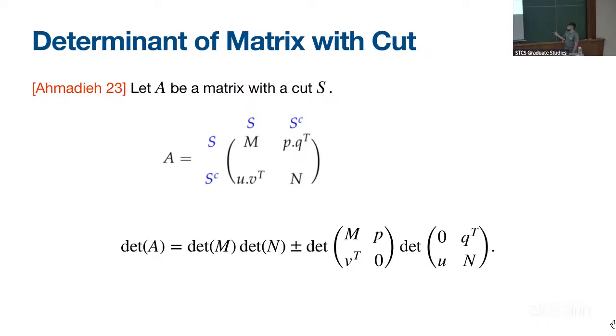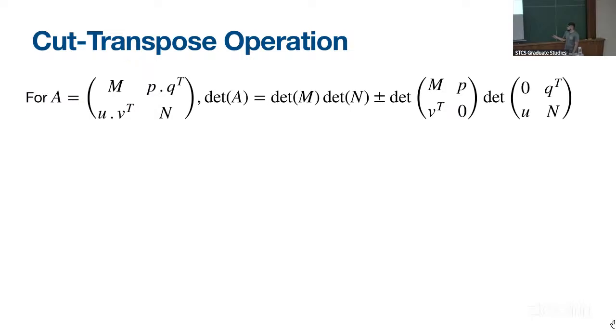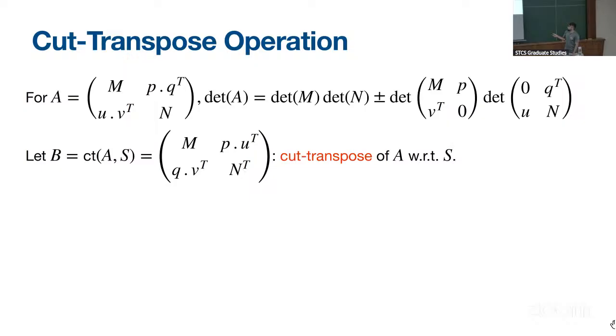Now using this formula, Amadia defined another operation, which we call the cut transpose operation, that preserves principal minors. Here is this matrix A, this represents the cut of this matrix, and this is the formula from the previous slide. Now, how is the matrix obtained by taking the cut transpose operation defined? M is just as it is. Here we exchange these vectors U and Q with each other. Note that here instead of Q we have U, and here instead of U we have Q. Another change is that instead of N we are replacing it with its transpose.